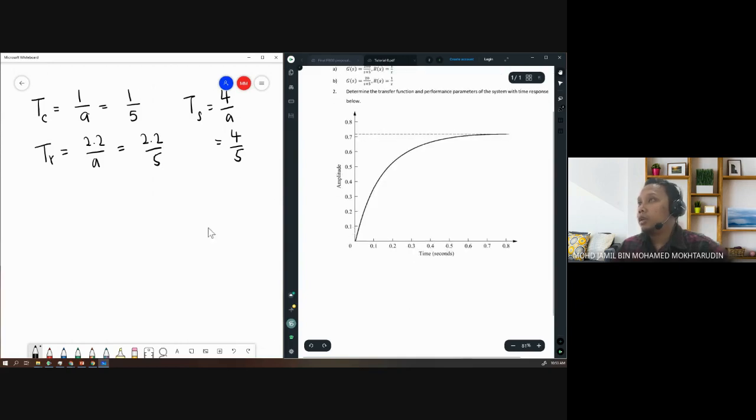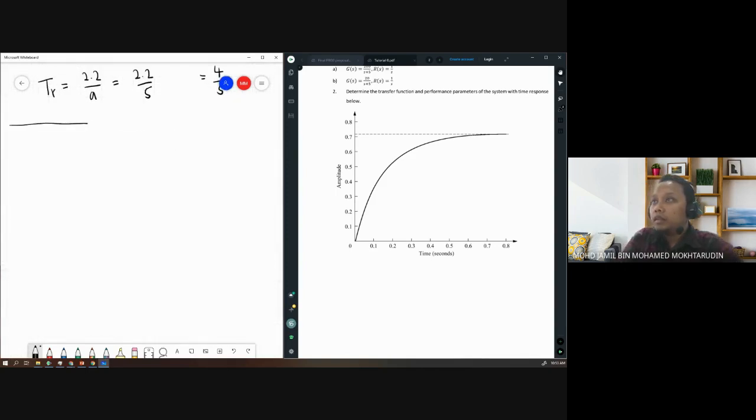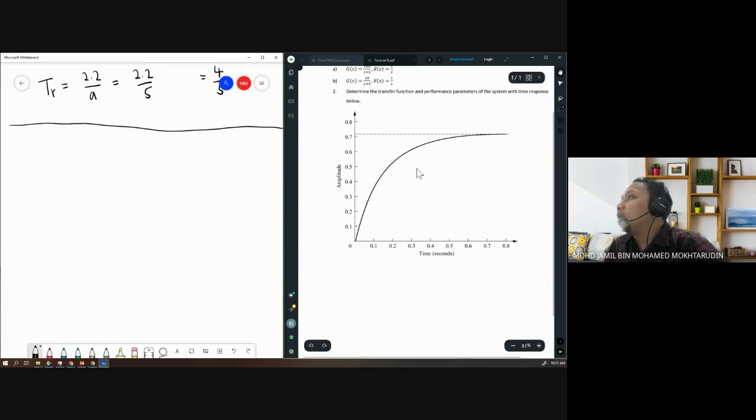Okay, so let's look at question number 2. Determine the transfer function and performance parameters of the system with the time response below. So you are given a graph instead of an equation. From here you need to go back to the definition of all the time performance parameters and so on.